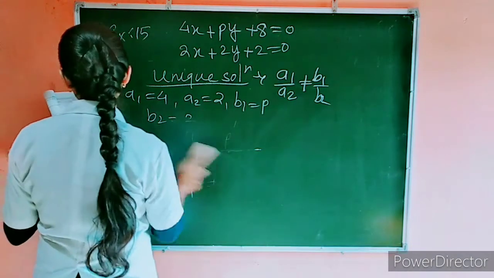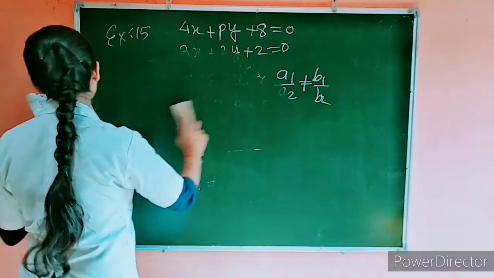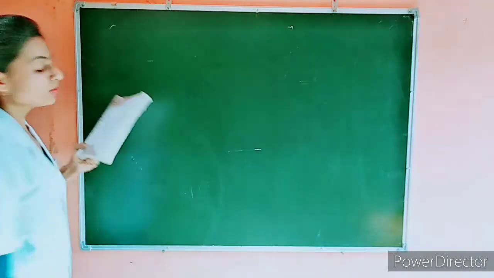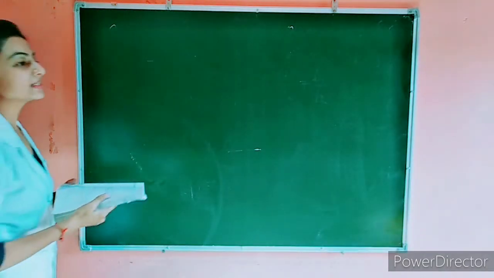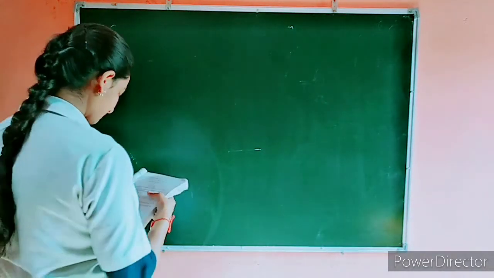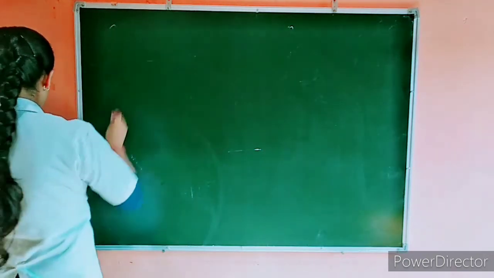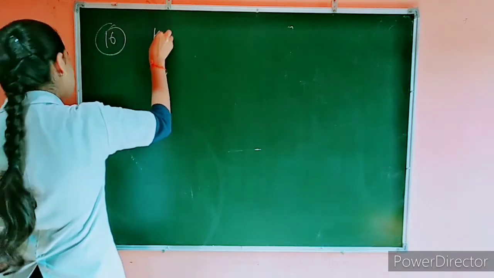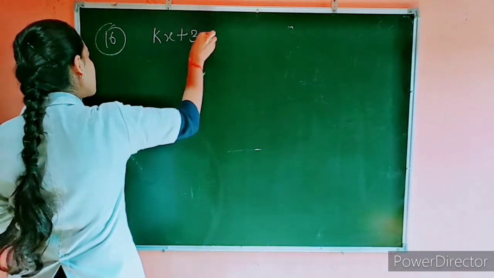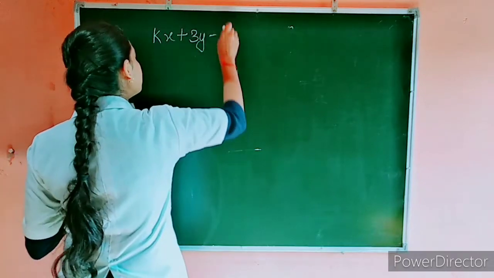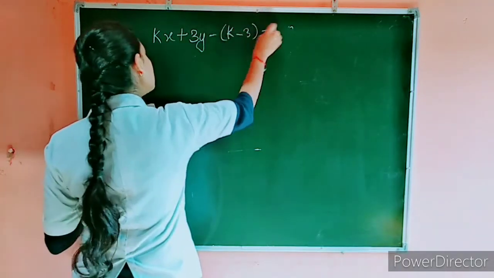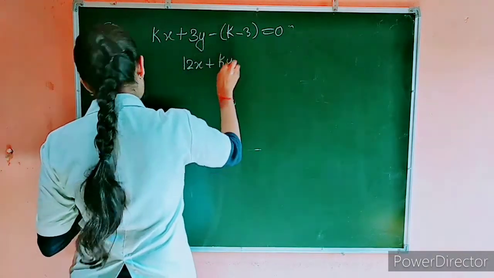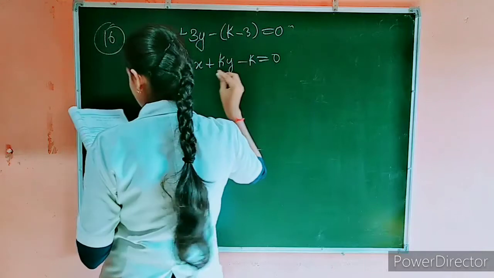For what values of k will the following pair of linear equations have infinitely many solutions? Infinitely many solutions means these lines will be coincident. The equations given are kx + 3y - (k - 3) = 0 and 12x + ky - k = 0.